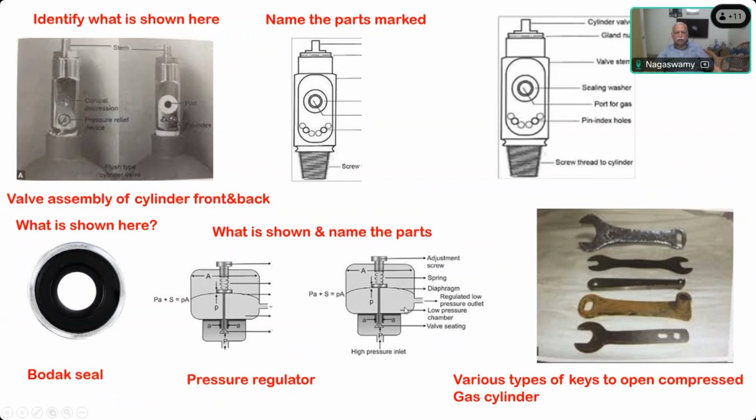This is the low pressure area, and this is the high pressure area with a valve seating. All the high pressure gases from the cylinder or the pipeline will come here and travel through. Here they will lose their pressure, and the decreased pressure will be decided by the position of the diaphragm. If you keep the diaphragm low, the pressure will be high. If you lift the diaphragm up, the pressure will be low. That is how the pressure regulator works.